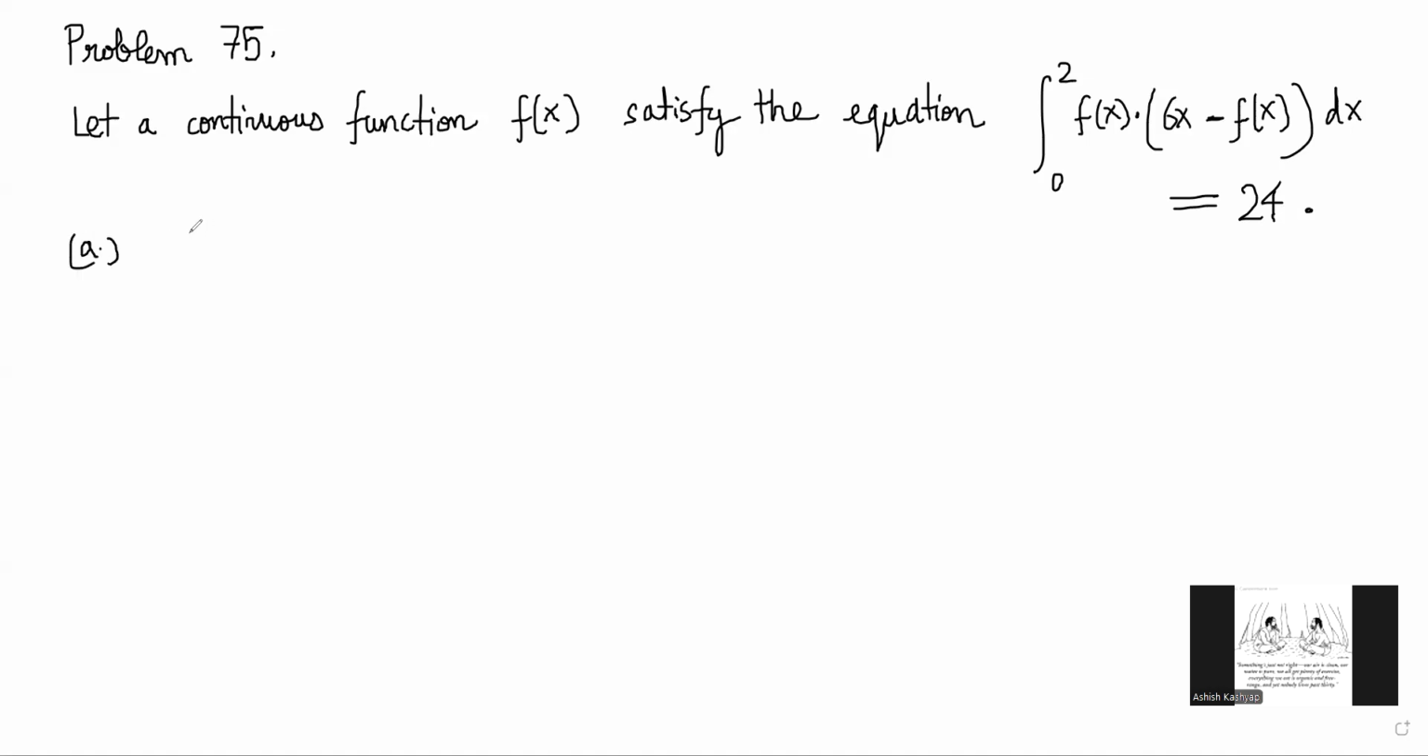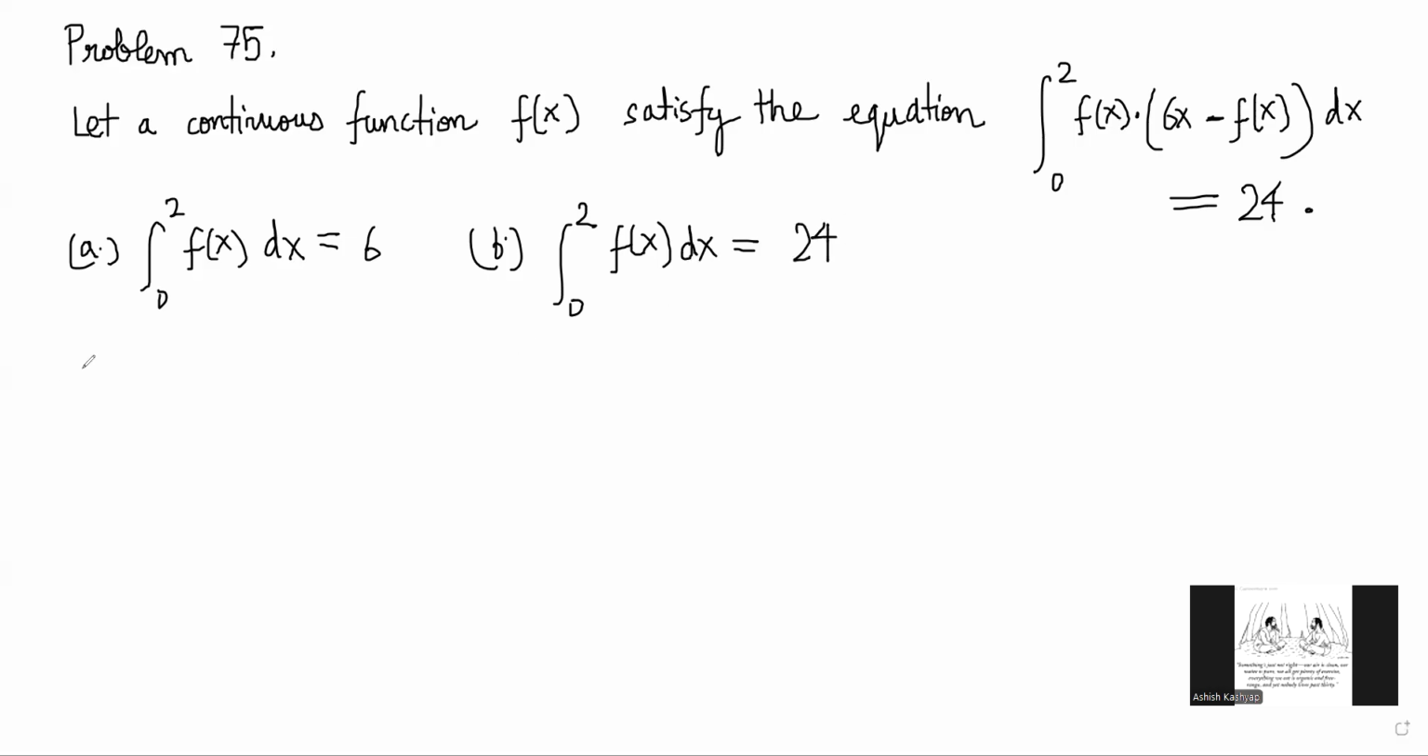the correct options. The options are: A, the integral from 0 to 2 of f of x dx is equal to 6; B, the integral from 0 to 2 of f of x dx is equal to 24; then we have C, f of 2 is equal to 12; and D option is f of 2 is equal to 6.